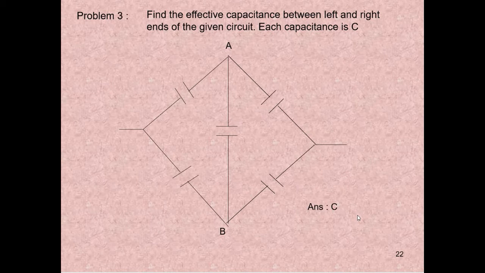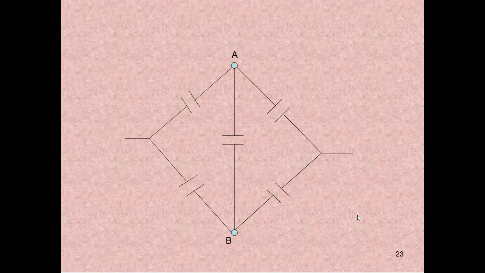The answer is C. We will explain now. See here, potential at A is the same as potential at B. But this capacitor will not get charged, because for the flow of charge there should be a potential difference. Therefore, this is to be removed for calculation purposes. It will physically be there, but it will not play any role. Right. So next what you can do?